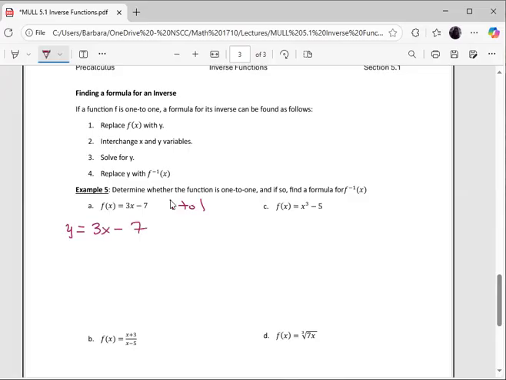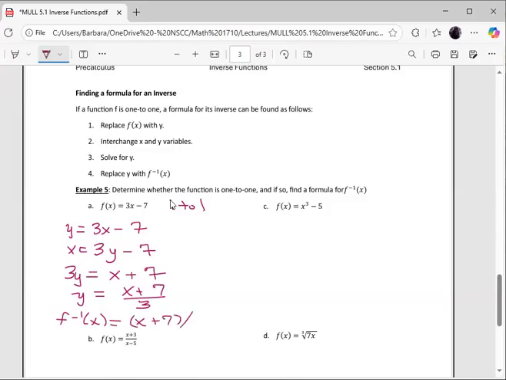Interchange the variables. So x equals 3y minus 7. The next thing, step 3, is to solve for y. I'm going to take the 3y and add 7 to both sides. So we have x plus 7. Then I'm going to divide by 3. So x plus 7 over 3. And then the last step is to replace y with our inverse function of x. So we have f inverse of x equals x plus 7 all over 3.